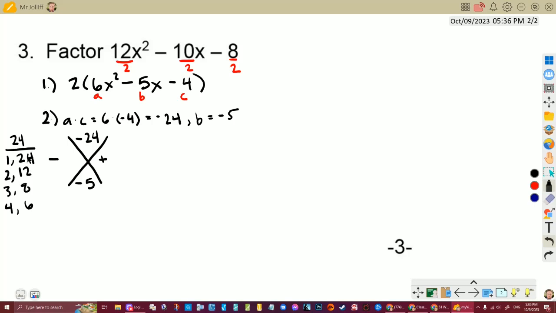If I do 1 minus 24, I get negative 23, which is too negative. 6 minus 12 is negative 10. 3 minus 8 is negative 5. So I know my factors are 3 and 8. I know the bigger number, 8, is going to be negative.